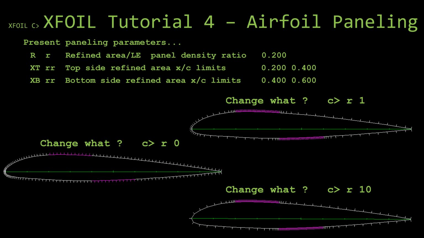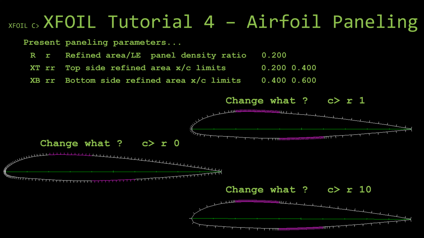The next 3 paneling parameters we're going to cover together because they're interconnected. The first is the refined area to leading edge panel density ratio. So this is similar to the previous slide where it was the trailing edge to leading edge panel density ratio. However, for this one, it's going to be the refined area.